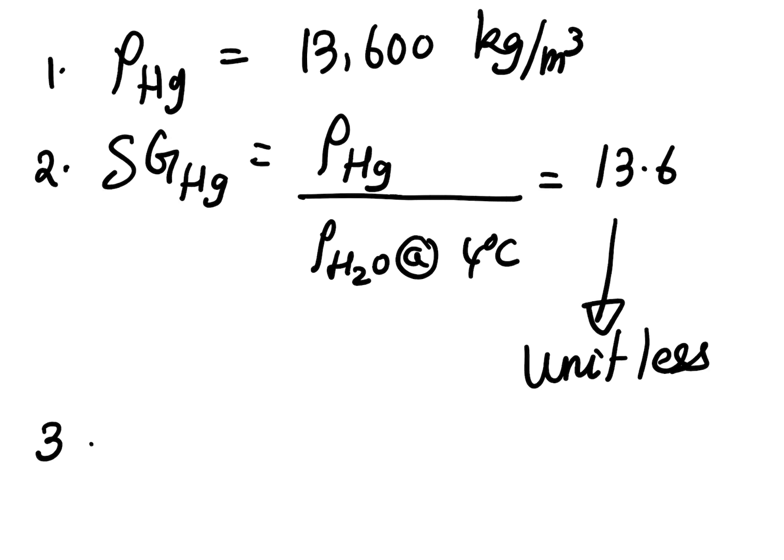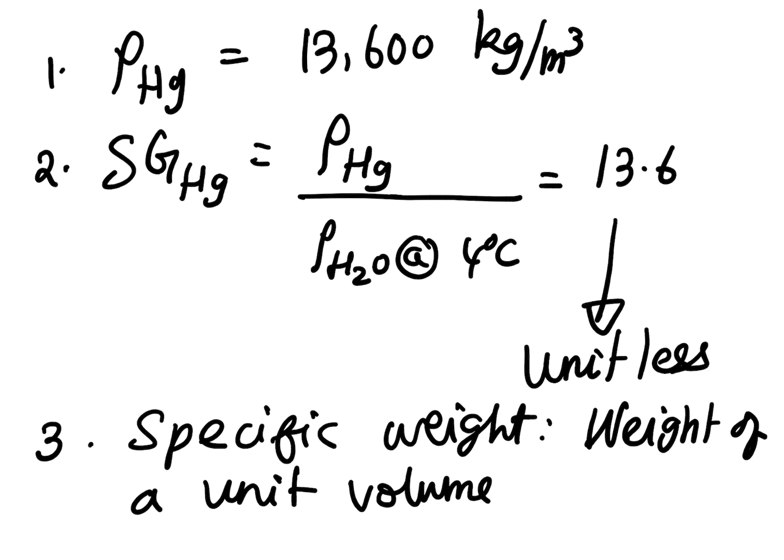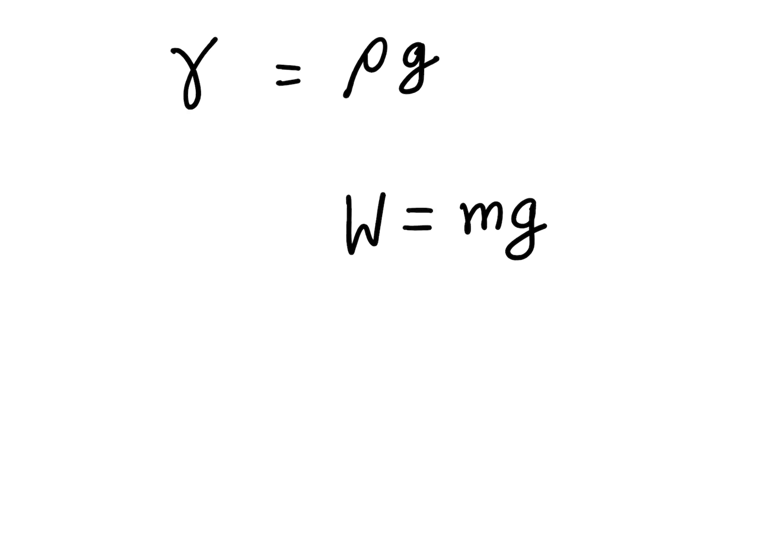There is one more quantity that is called specific weight, which is the weight of a unit volume of that fluid. What do I mean by that? Specific weight has the symbol gamma, and it is density multiplied by g. Now, mass times gravity will be the weight.